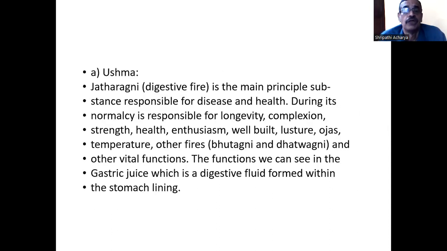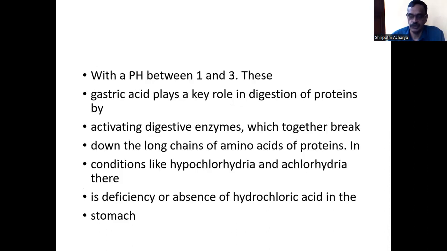First is Ushma. Jatharagni, or digestive fire, is the main principal substance responsible for disease and health. During its normalcy, it is responsible for longevity, complexion, strength, health, enthusiasm, well-being, lust, ojas, temperature, other fires like Bhutagni and Dhatvagni, and other vital functions. Functions we can see in the gastric juice, the digestive fluid formed within the stomach lining. There are two types of cells in the lining, apart from the mucous cells: chief cells and oxyntic cells in the stomach. Chief cells secrete pepsinogen.